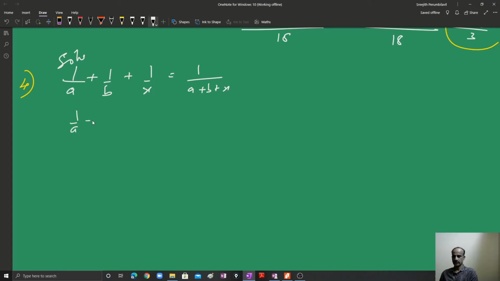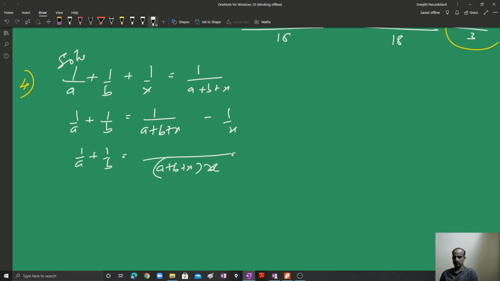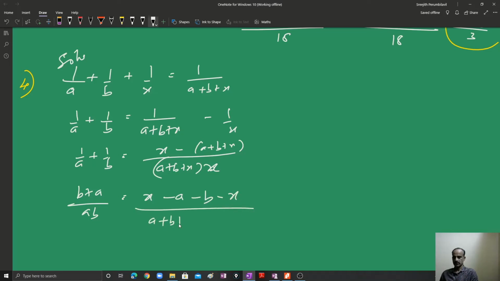What do we need to find x? It is a very simple concept. The basic thing is take all x terms to one side. So this is equal to 1 divided by a plus b plus x minus 1 divided by x. So this is b plus a divided by ab equal to x minus a minus b minus x divided by a plus b plus x into x.